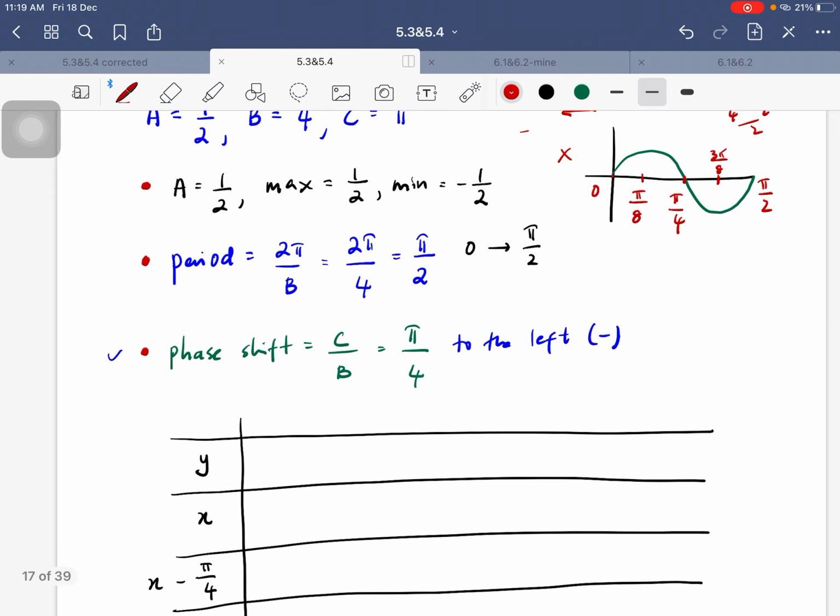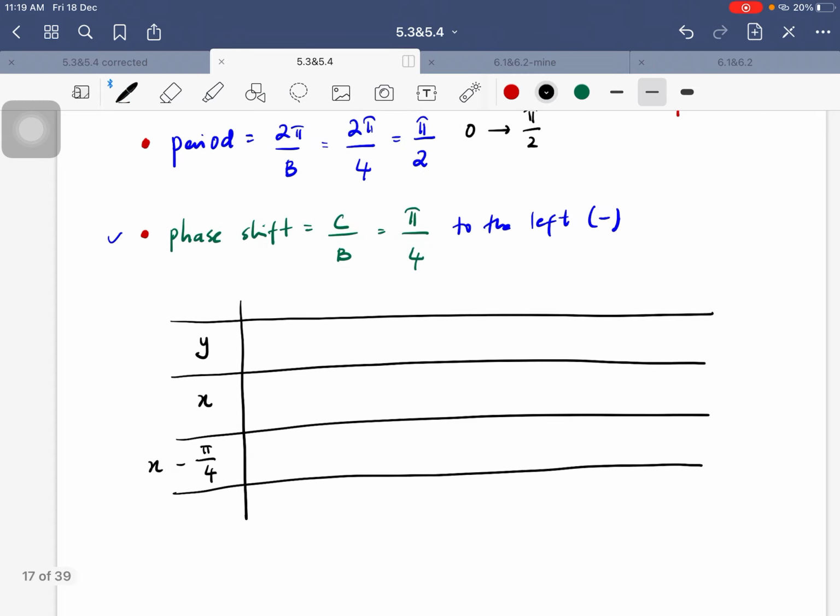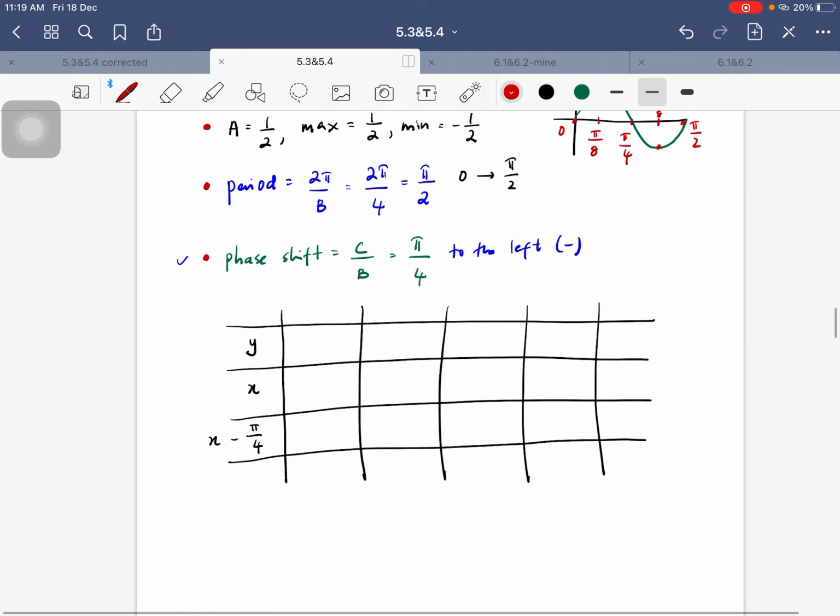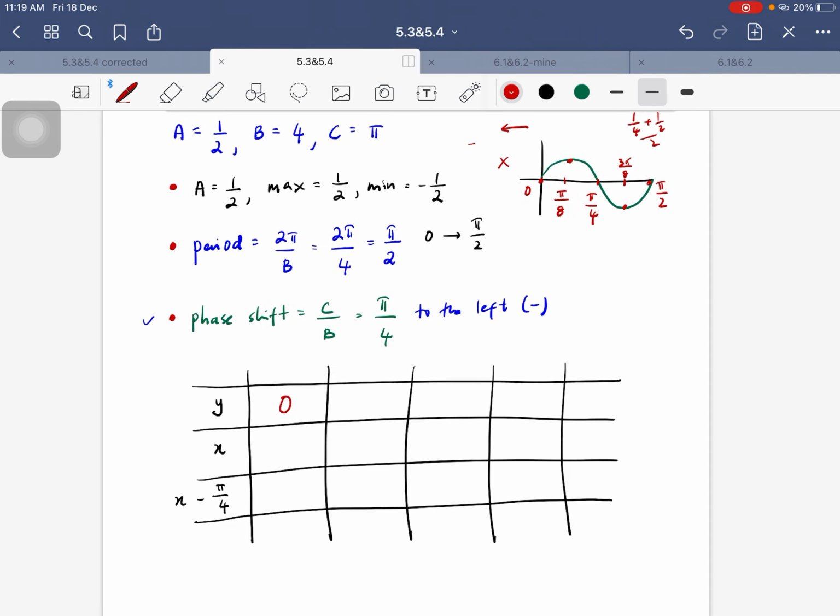And how many important points do I have? As I always mention to you, there are 5 important points that we have to capture on the graph. So there's going to be 1, 2, 3, 4, and 5. The y value doesn't change. At 0, it's going to be 0. Here, I'm going to have a maximum value of 1 over 2. Then at this point, it's going to be 0 again. The bottom here is going to be negative 1 over 2, the minimum value, and then it's going to be back to 0. In terms of the x value, I have 0, then pi over 8, then pi over 4, 3 pi over 8, and then pi over 2.